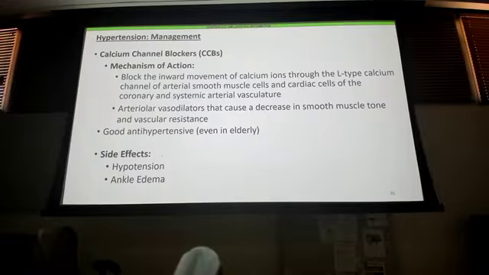And the biggest thing, they work great, but the biggest side effect that usually will limit people from being able to tolerate this is ankle edema. Just causes some swelling in the lower extremities at the end of a long day.